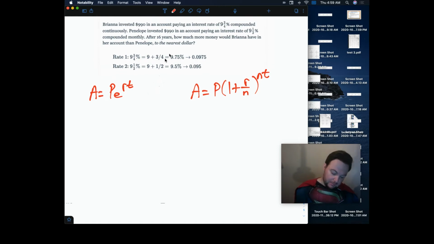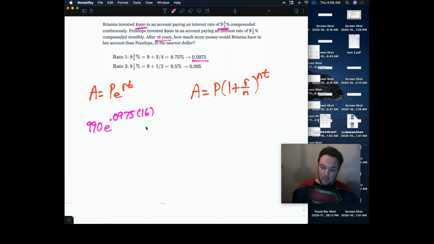So P, the interest rate is 9 3/4%, which is this. And then the principal is 990. So principal is 990. e to the r, which is 0.0975. And we're doing this for 16 years.